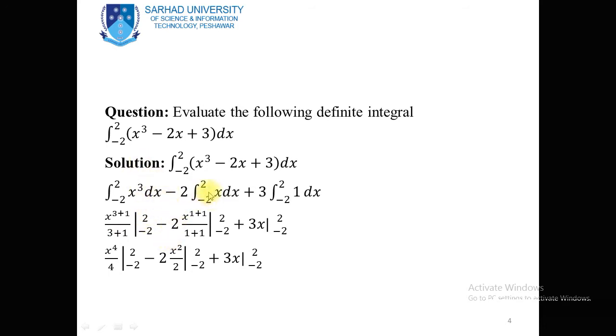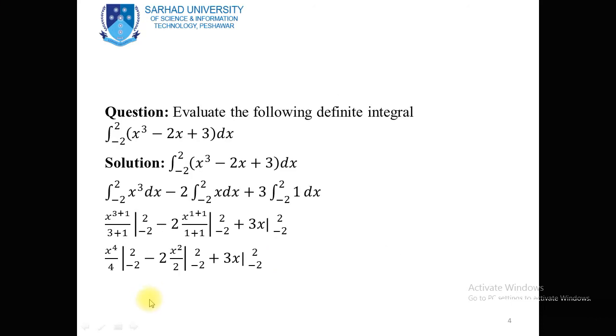Now minus 2, integration of x is equal to x power 1 plus 1 divided by 1 plus 1, and integration of 1 with respect to x is equal to x. So x power 4 divided by 4 minus 2x square divided by 2 plus 3x, and this is the given limit for the integration of the given function.